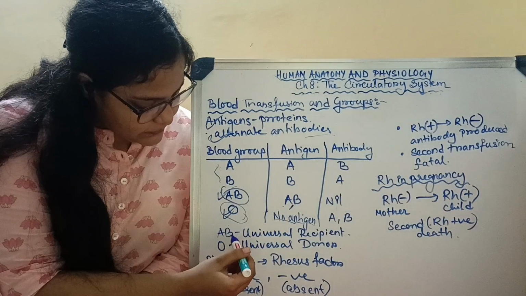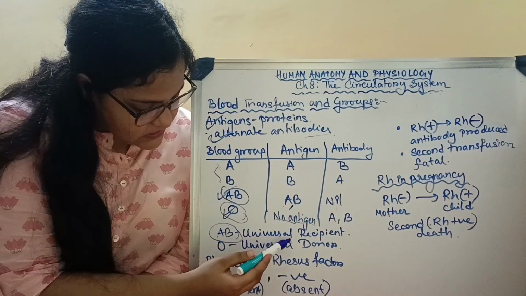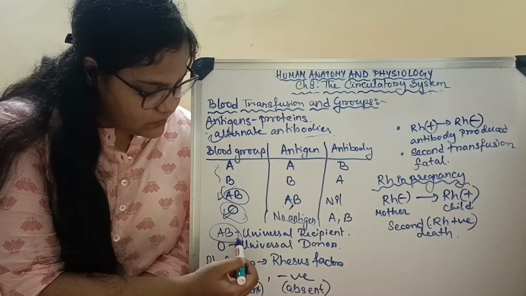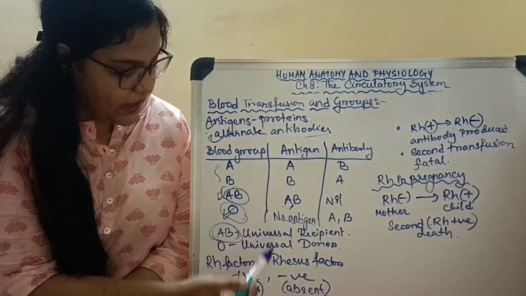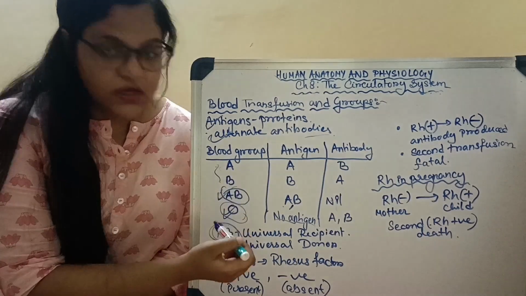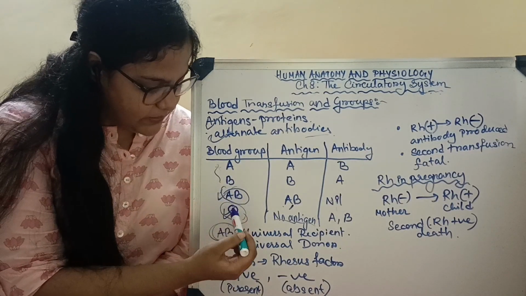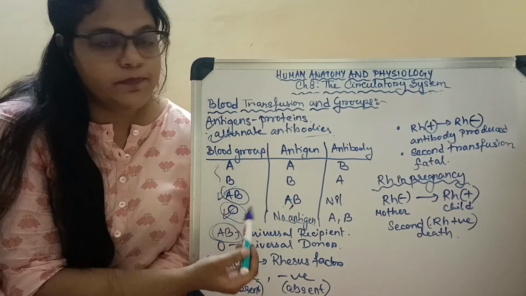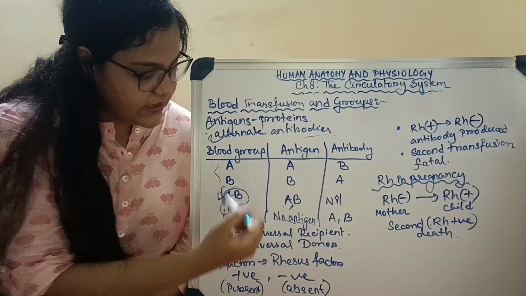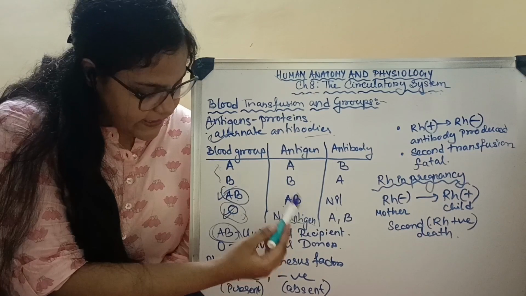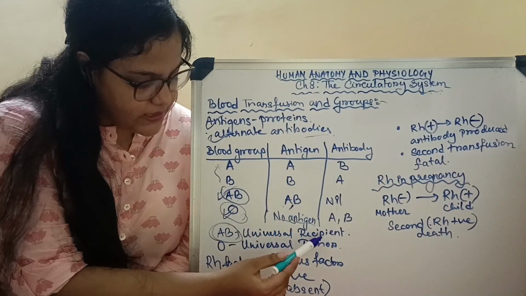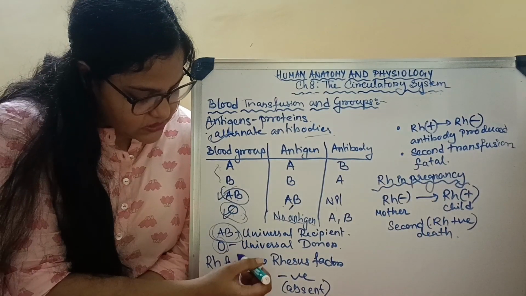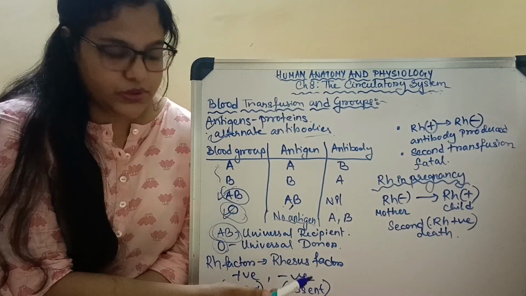Now blood group AB is known as the universal recipient. Why? Because blood group AB can receive blood from all of the other blood groups, that is blood group AB itself, from blood group A, from blood group B and also from blood group O. Since it can take blood from all the other groups, it is known as universal recipient. Similarly, blood group O is known as universal donor, right?